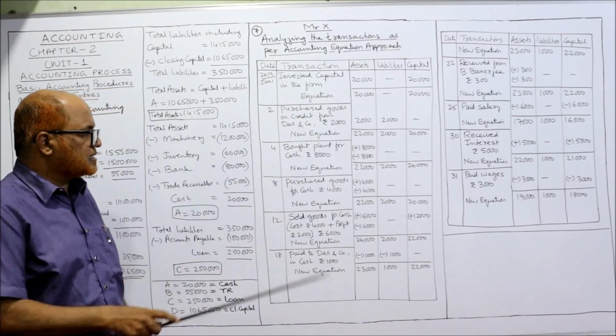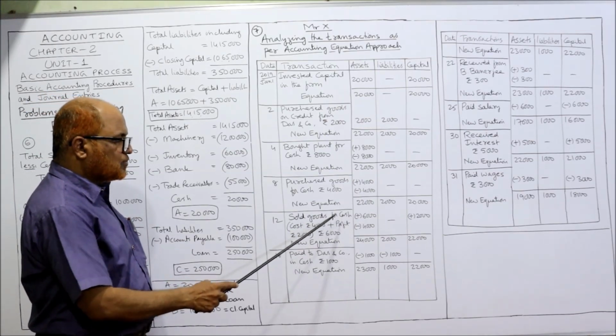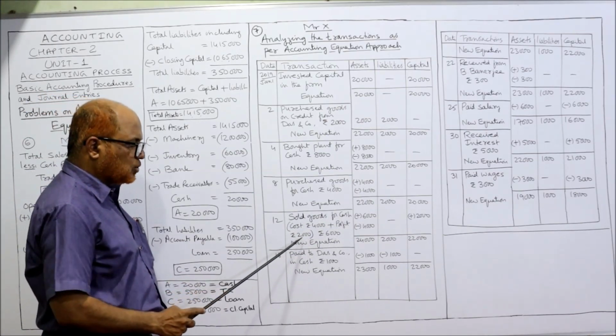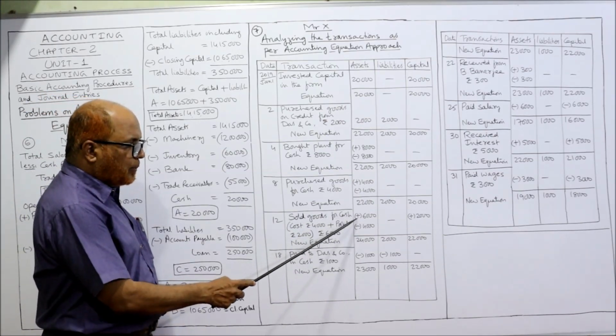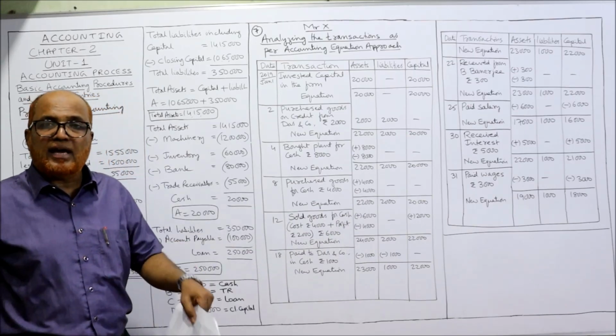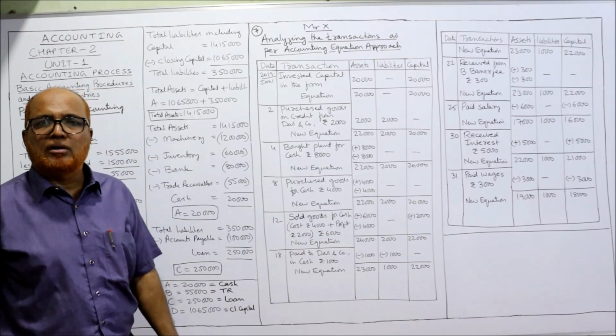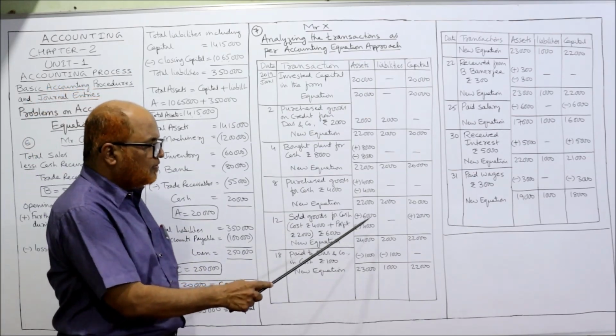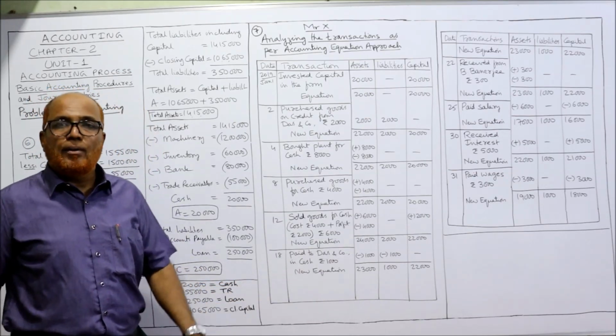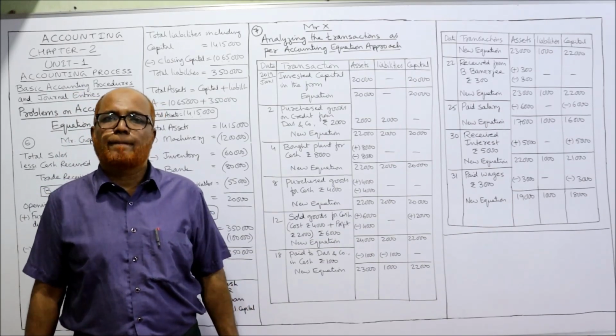So effect on assets. Now you can see here. Sold goods for cash, cost 4,000, profit 2,000, total 6,000. So plus 6,000 because we are getting cash 6,000. Goods are going out. The cost of the goods is 4,000, minus 4,000. But 2,000 is the profit.